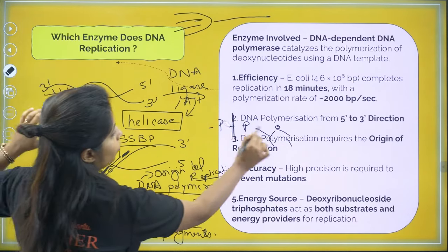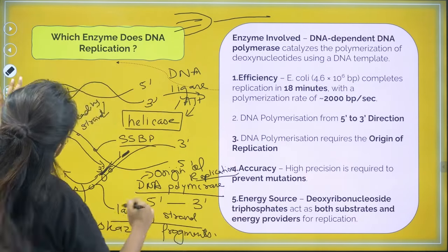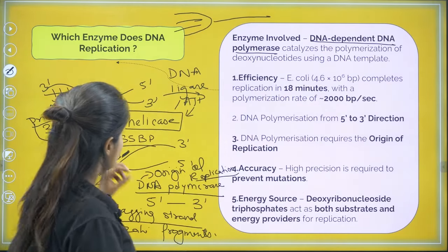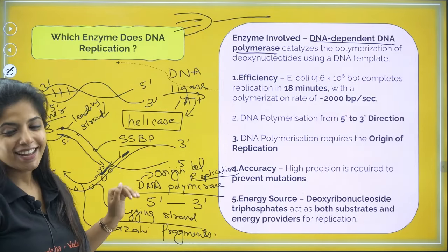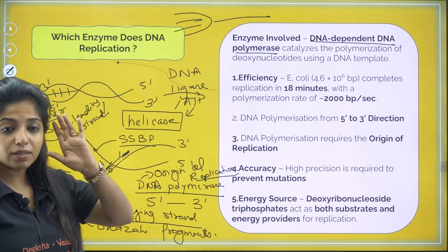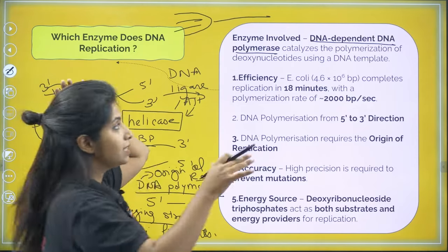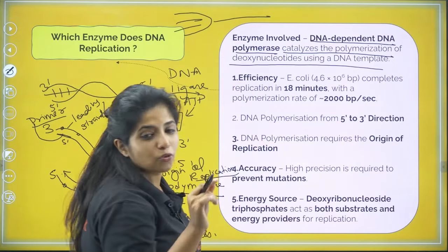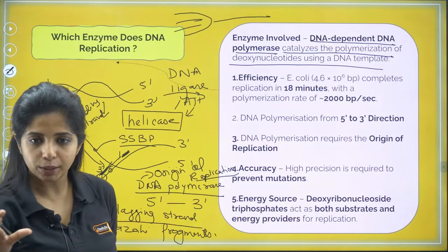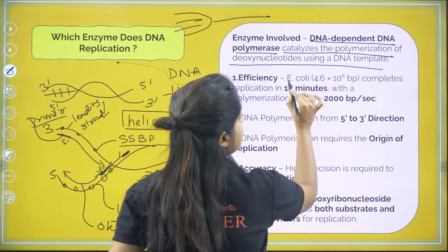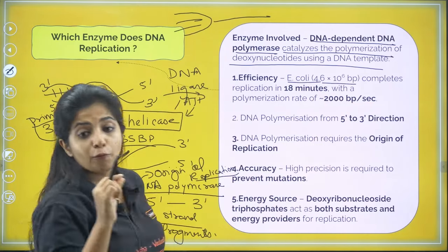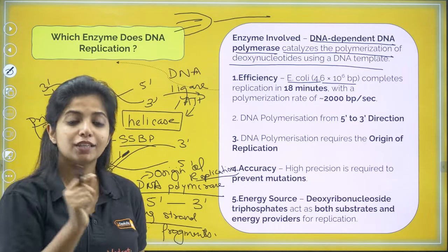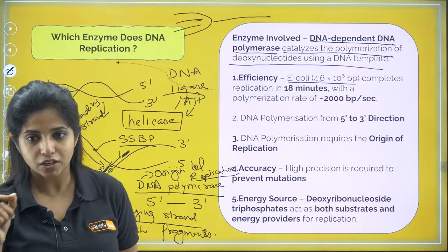What is happening over here? The enzyme involved is DNA dependent DNA polymerase. That means you need a DNA to make another DNA. This enzyme works only on DNA and catalyzes the polymerization of deoxynucleotides using a DNA template. Efficiency, in E. coli, where the number of base pairs is 4.6 into 10 to the power 6.